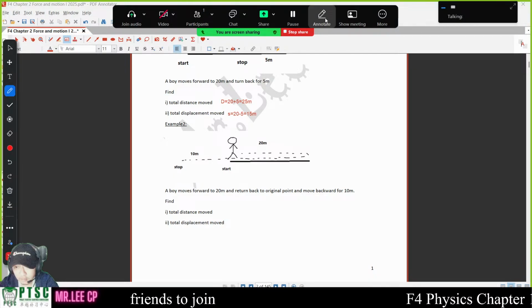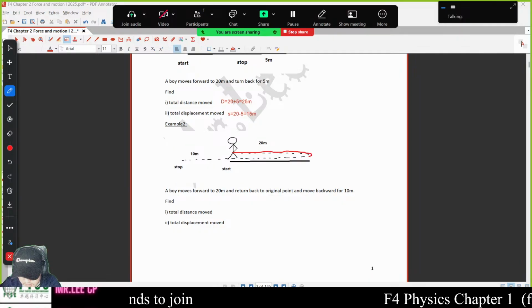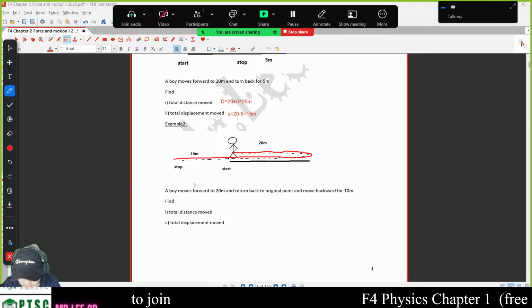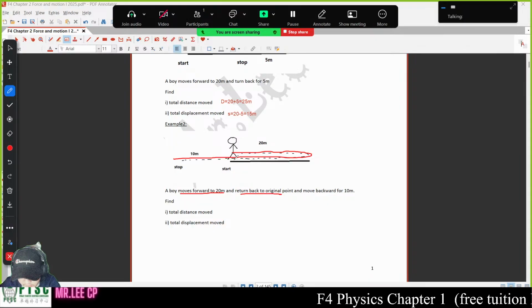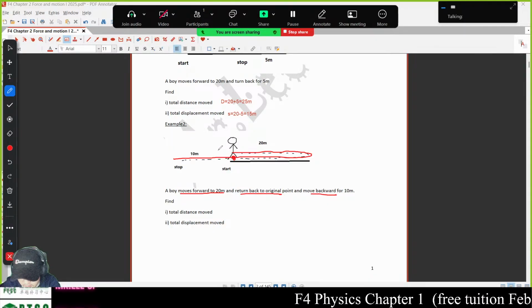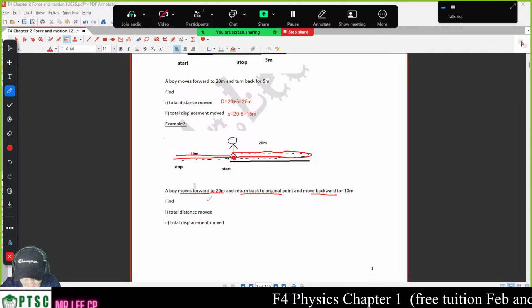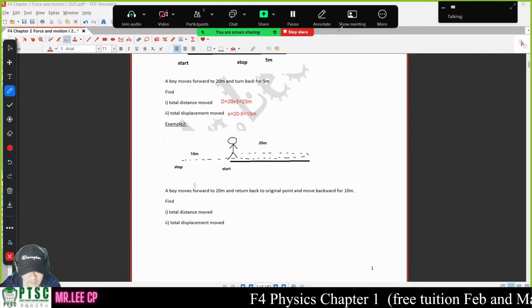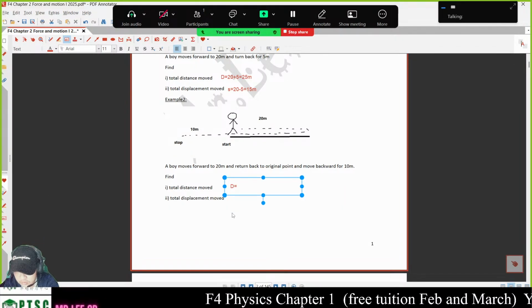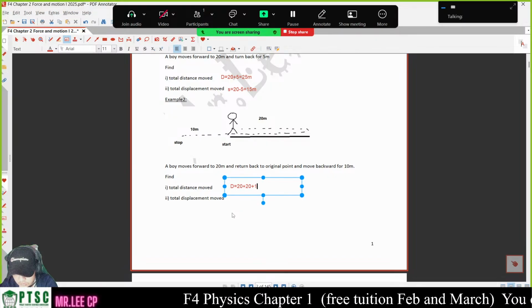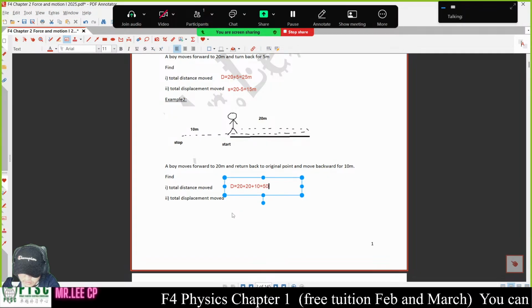Now we look at example number 2. A boy moves forward 20 meter and returns back to the original point, and then goes backward for 10 meter again. Find the total distance moved. Distance has no direction, you just add them up. So 20 plus 20 plus 10, the answer is 50 meter.